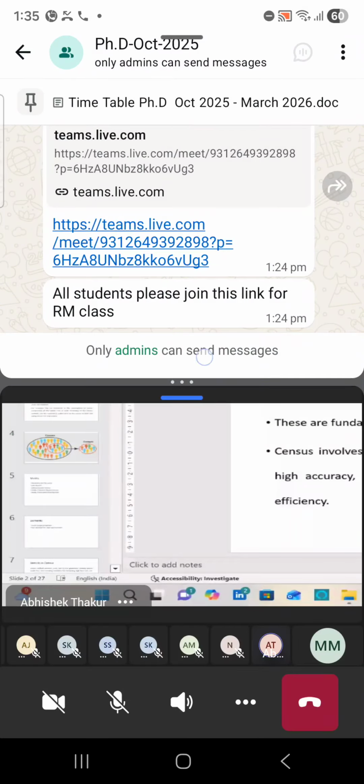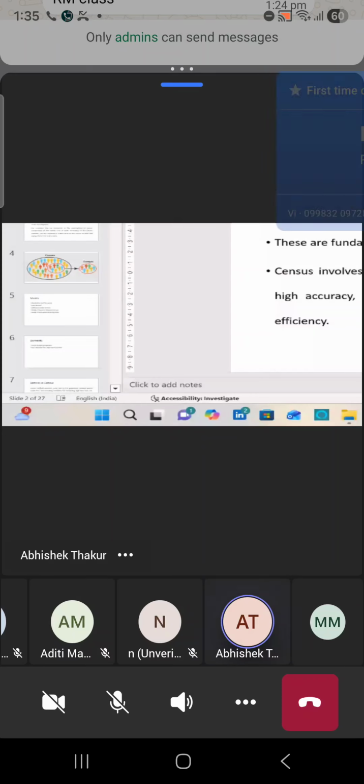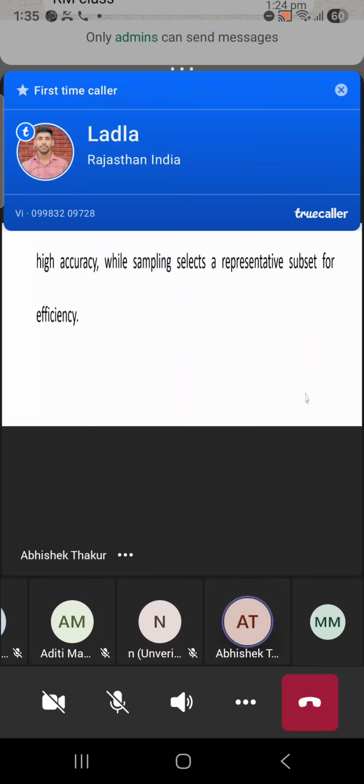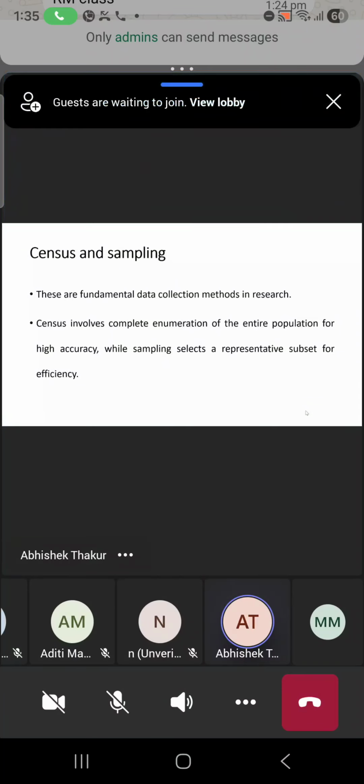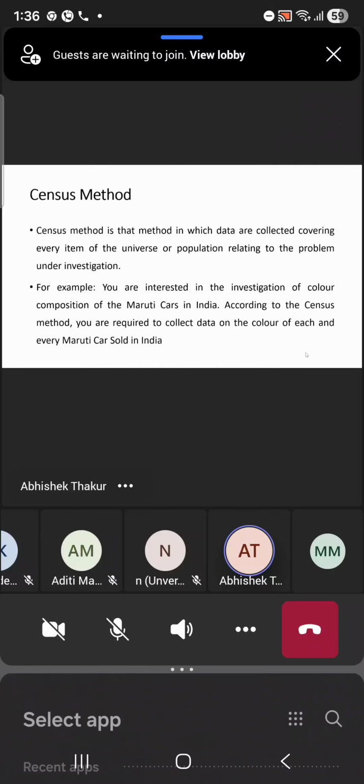So first is census and sampling. If you are going to conduct a research, definitely you need to collect the data from a representative population. So there is a fundamental need for data collection in research methodology. In census, for the problem under investigation, we need to collect the data from each person or each item from a universe or from a population. So that is the census method.